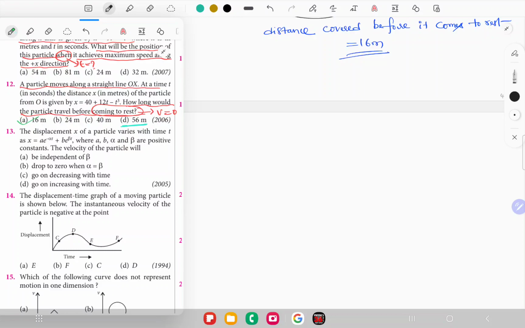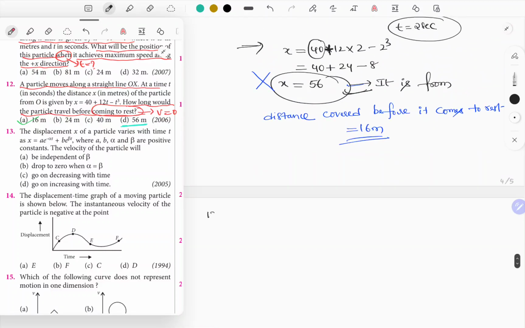Try to understand, guys. This approach is slightly different. Now let's move on to the next question. Question number 13.